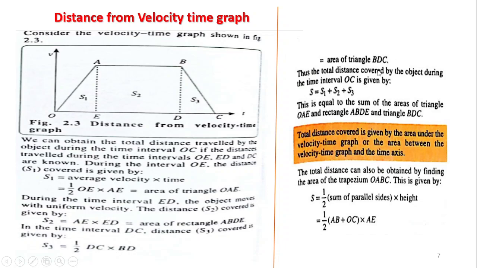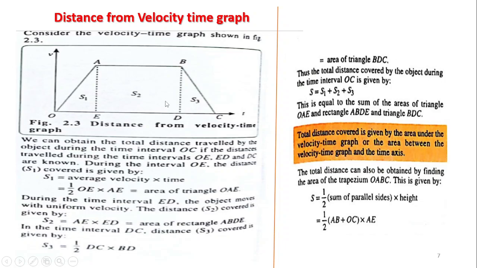Thus, the total distance covered by the object during the time interval OC is given by S, which equals x1 plus x2 plus x3, the sum of the areas of triangle OAE, rectangle ABDE and triangle BDC. The total distance covered is given by the area under the velocity time graph. So let's take note of that. It is given by the area under the velocity time graph, or the area between the velocity time graph and the time axis.